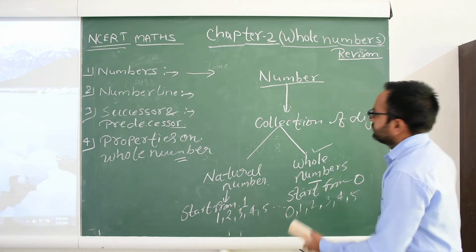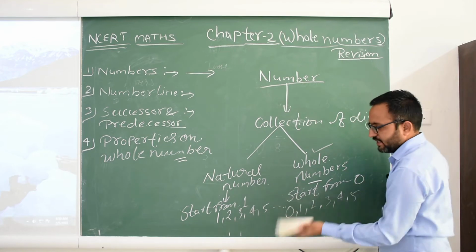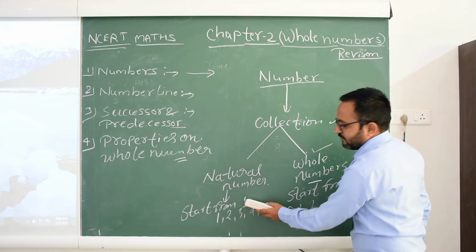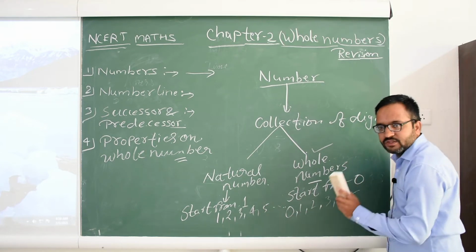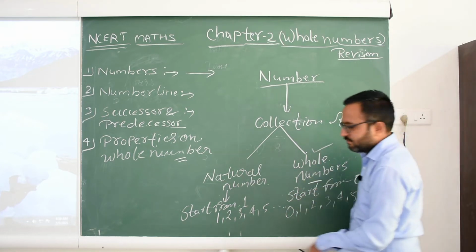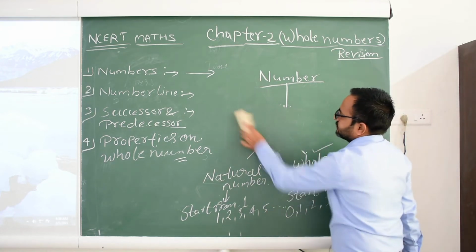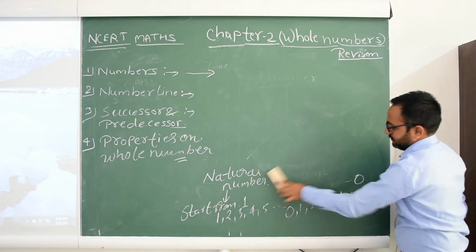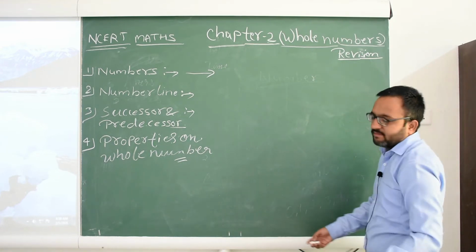So these are the types of numbers. Natural numbers always start from 1 and whole numbers always start from 0: 0, 1, 2, 3 and so on. This is a whole number and this is a natural number. Now the next topic is number line.